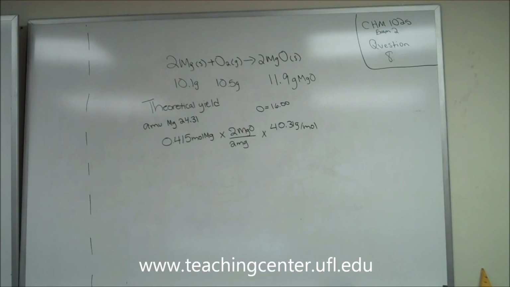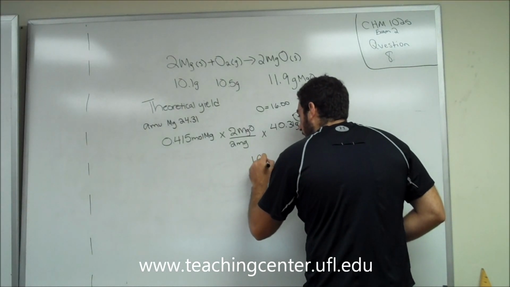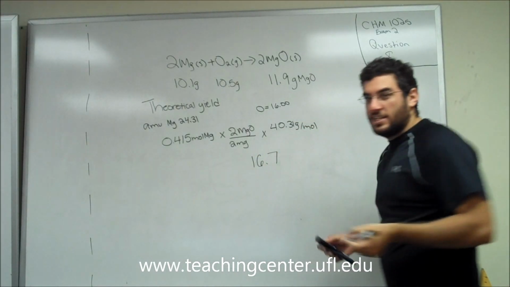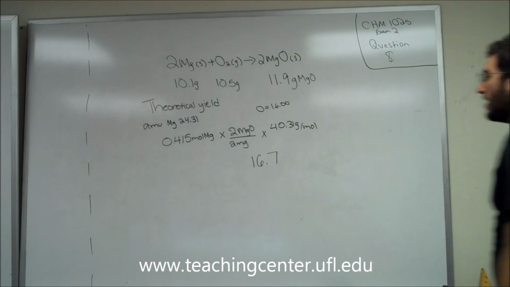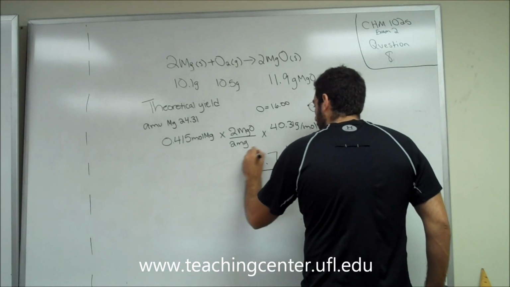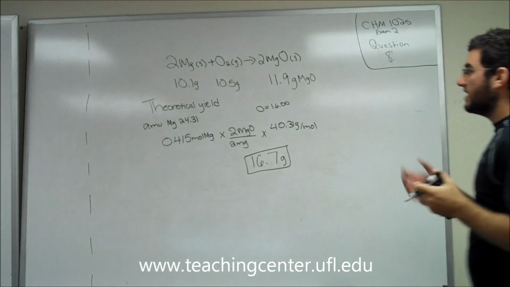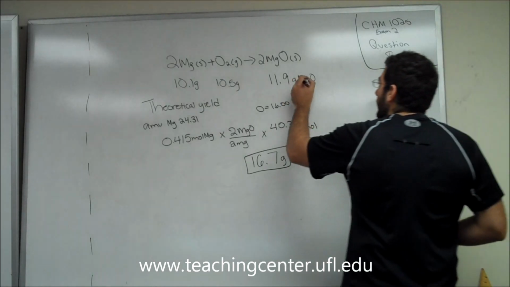And if we look at our answer choices, question number 8, answer choice number 2, gives us our answer of 16.7 grams. So the theoretical yield for question number 8 is 16.7 grams. So what I did is I took how much magnesium I had, 10.1, found out how many moles it had, and then I multiplied that by the molar mass.